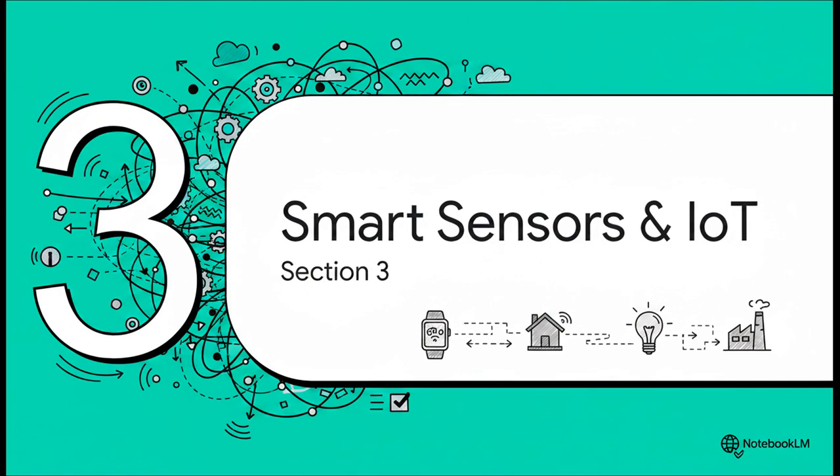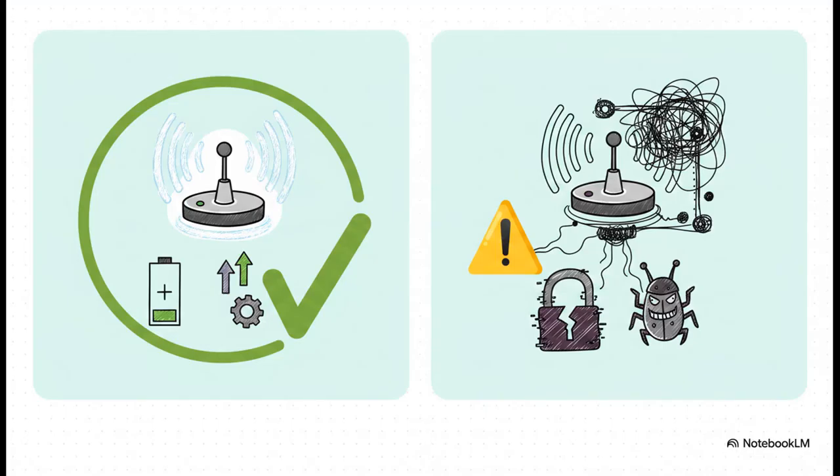Okay, let's get into Section 3, Smart Sensors and IoT. So, smart sensors don't just passively send raw voltage down a wire anymore. They're actually processing data right at the source. And the advantages are striking. They offer incredible energy efficiency, they filter out erroneous noise before even sending the data, and their built-in analytics severely reduce the need for heavy external processing.